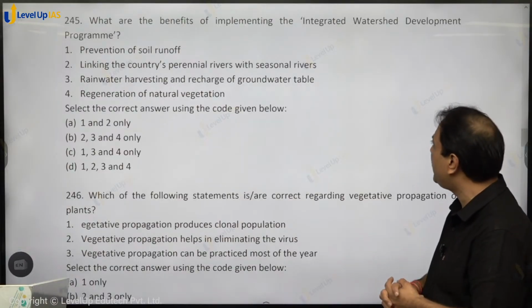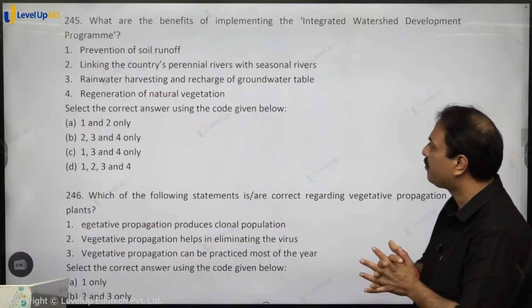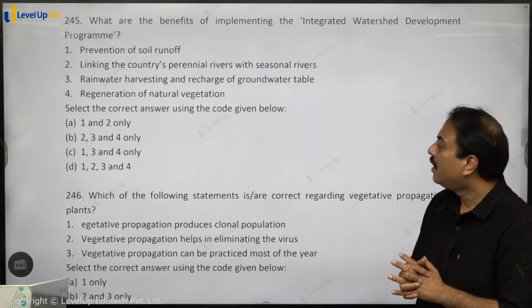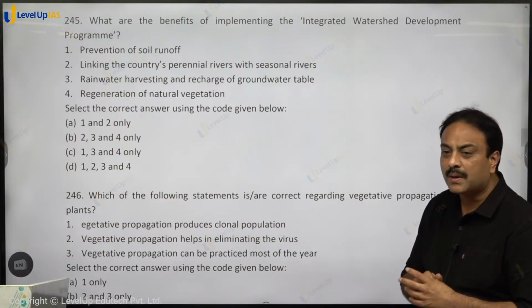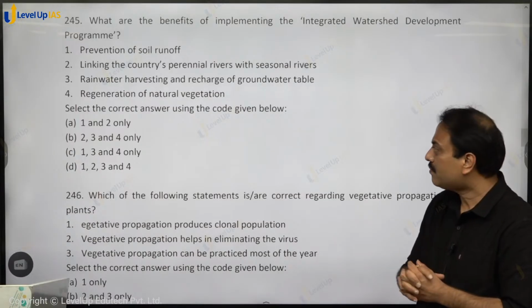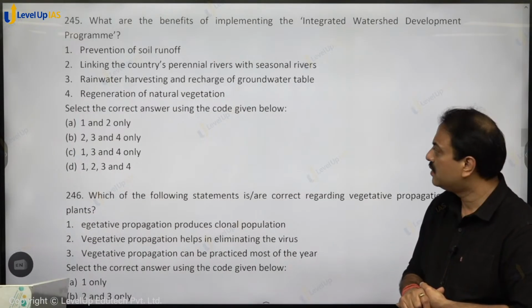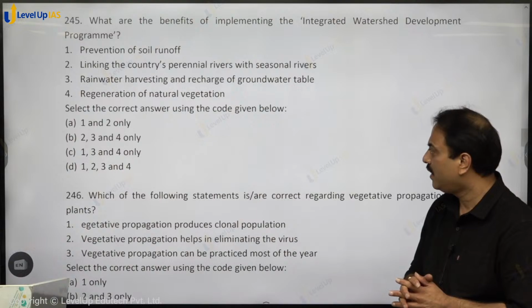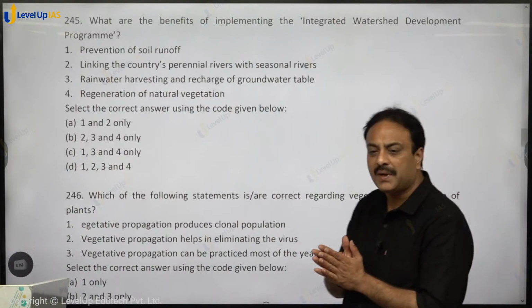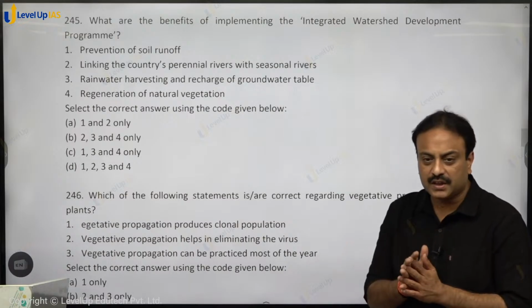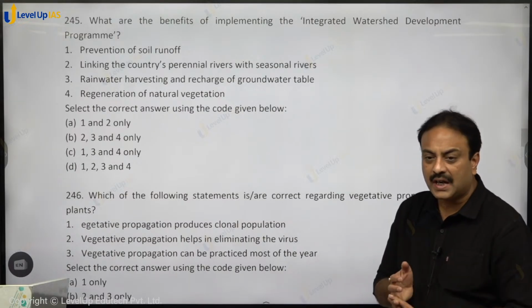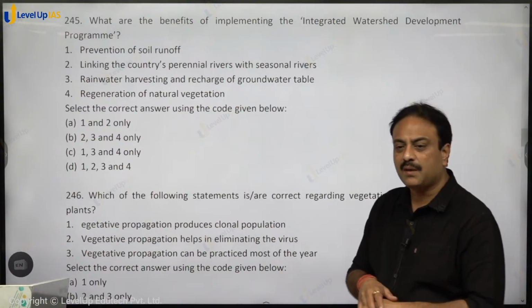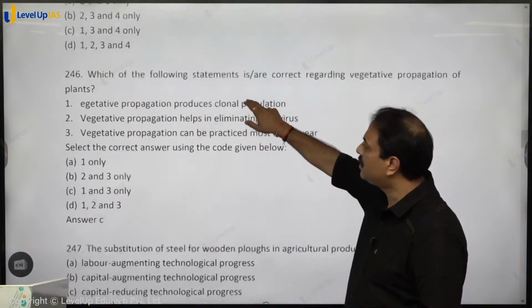What are the benefits of implementing the Integrated Watershed Development Programme? Now, the Integrated Watershed Development Programme comes under the Ministry of Rural Development, I suppose. Prevention of soil runoff, linking the country's perennial rivers with seasonal rivers, rainwater harvesting and recharge of the groundwater table, regeneration of natural vegetation. Linking of rivers has nothing to do with that. The remaining three will go with that. So 1, 3 and 4. Option C, C for cat, shall be the right answer to this particular question.